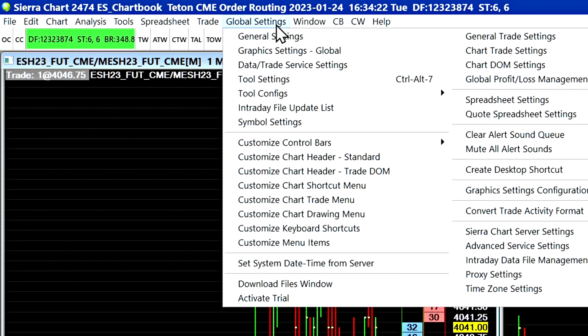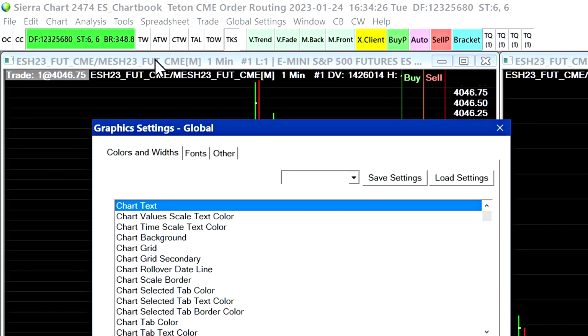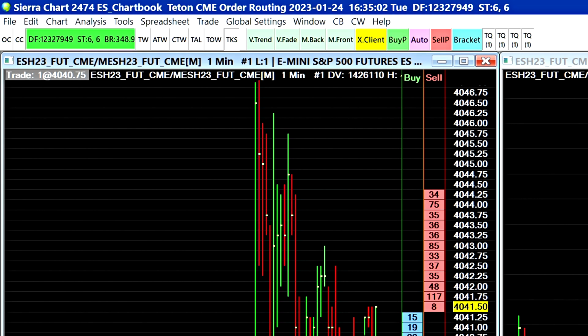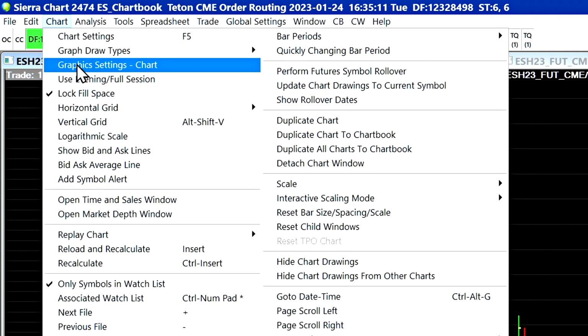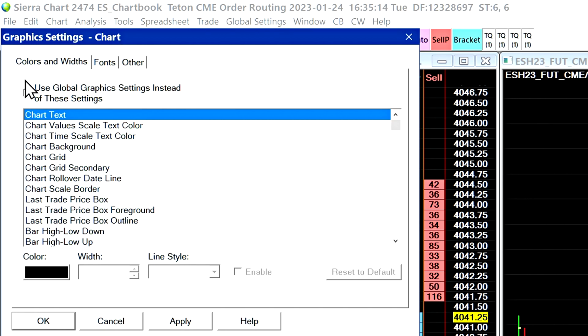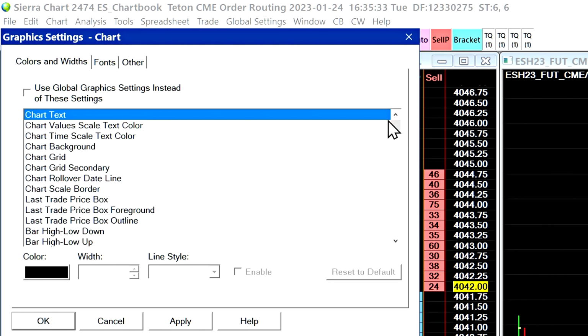So we're going to go to Global Settings, Graphics Settings Global, because I'm using the global graphics settings on my chart. It's important to understand if your chart is using the chart graphics settings or the global graphics settings. The way to determine that is by going to Chart, then Graphics Settings Chart. The first checkbox here says use global graphics settings instead of these ones. If this is not checked, then you're going to have to change the color settings here for your chart. But if it is checked, then you will go ahead and use the global graphics settings.